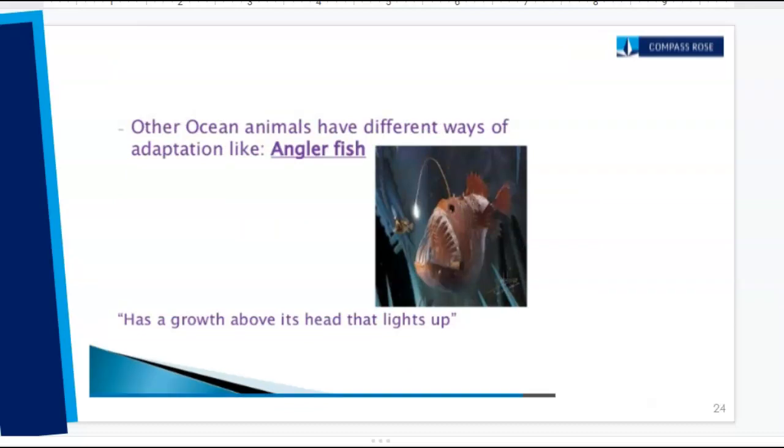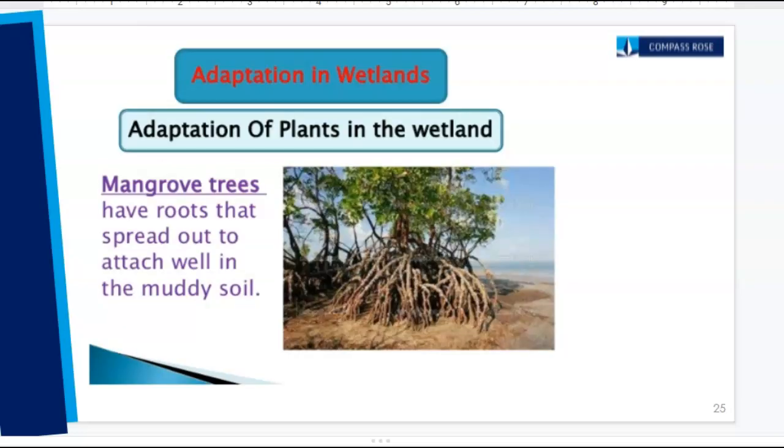So other ocean fish also have different types of ways that they attract prey, as we saw in our previous Do Now with our Nemo clip, where the light was turning on and it was able to attract the different fish.